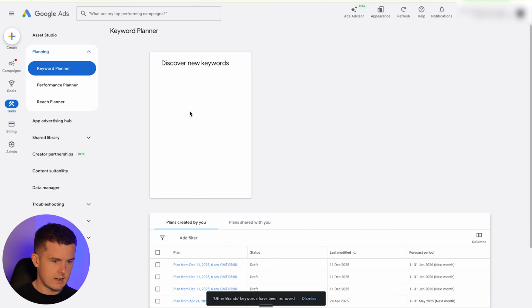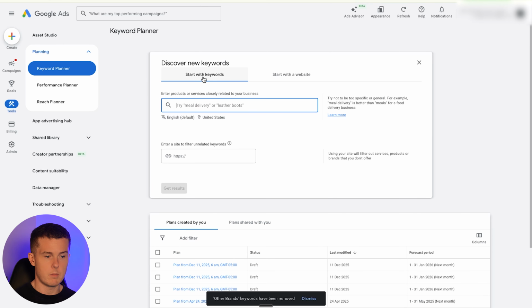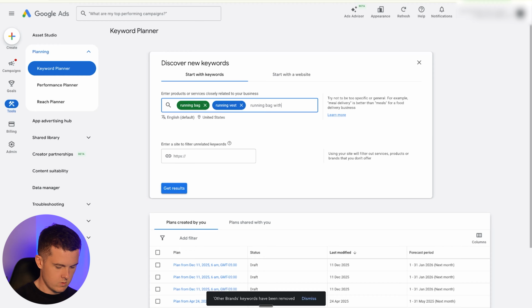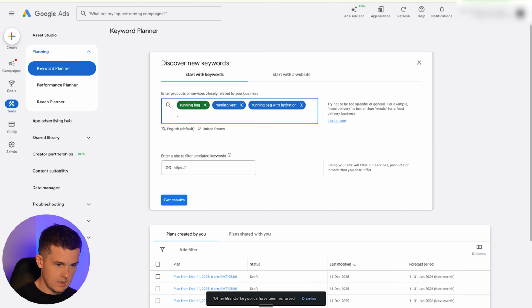So when I click on Discover New Keywords, I'll be met with the option to either start with keywords or start with a website. So that would be my website, for example. But in this instance, I'm going to start with keywords. I'm going to say running bag, running vest, running bag with hydration, and I'll say running belt. And I'll type in some of these really important core product terms and click on Get Results.